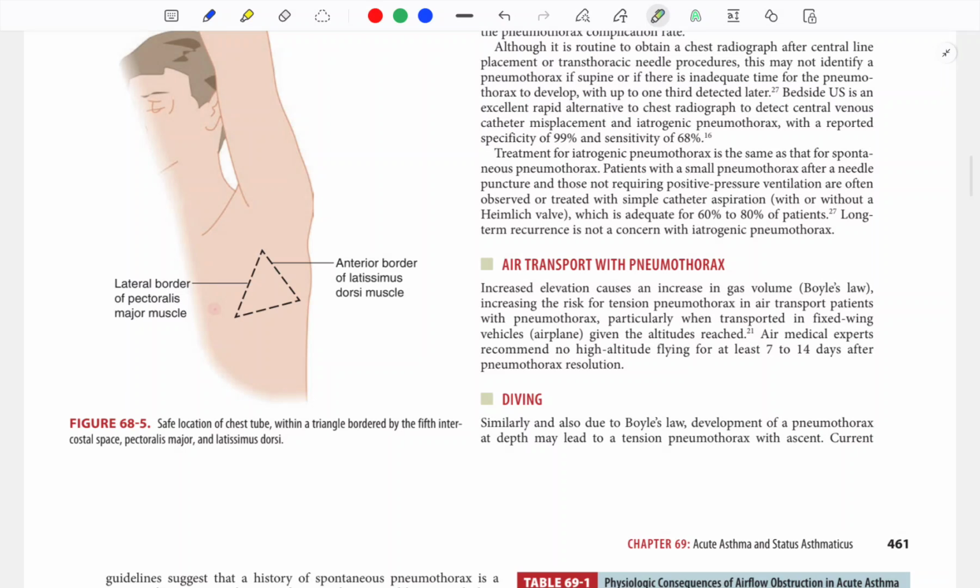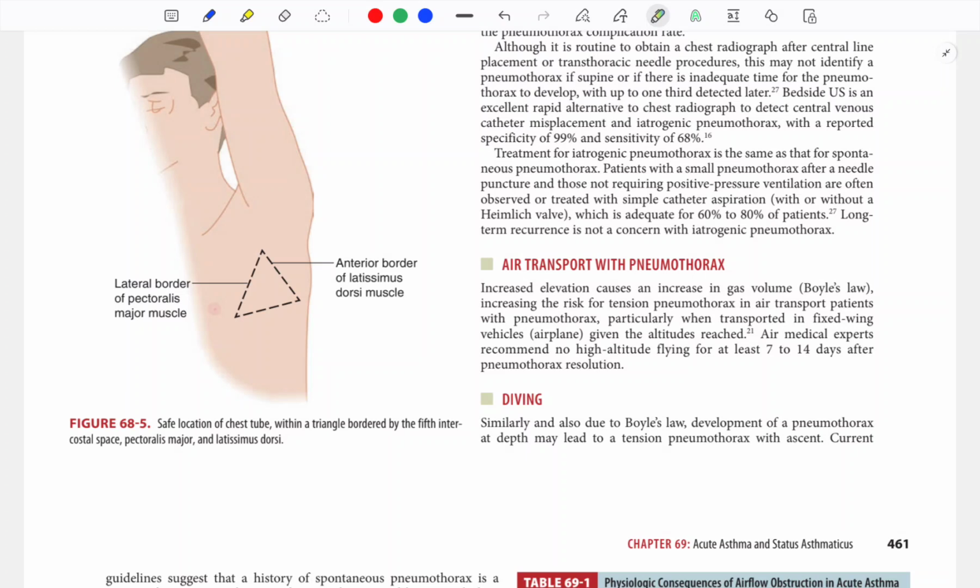Air transport with pneumothorax. Increased elevation causes an increase in gas volume, so increasing the risk of tension pneumothorax at air transport, particularly when transported in fixed wing vehicles. Do not fly 7 to 14 days after a pneumothorax resolution.